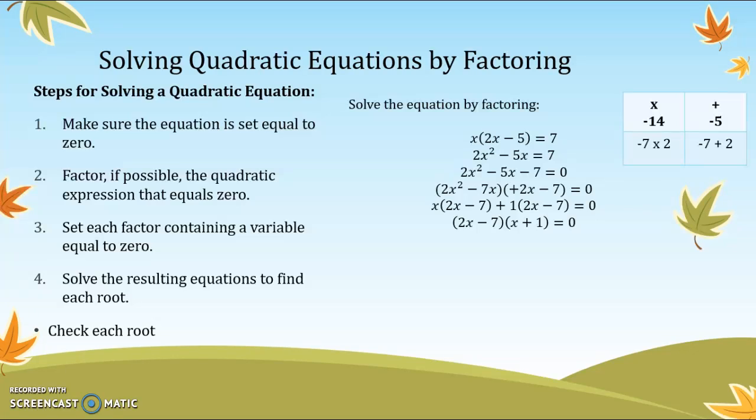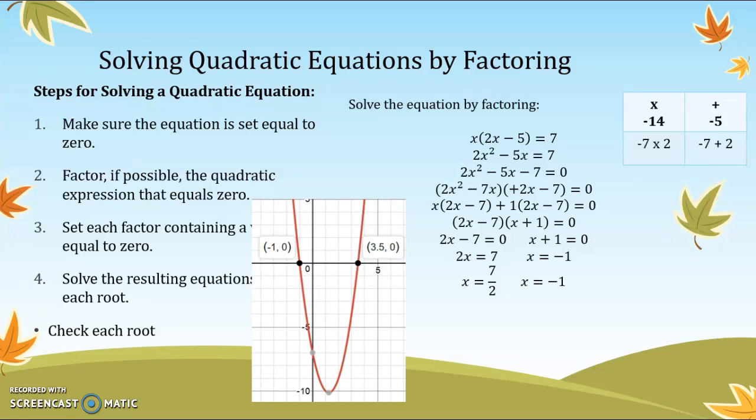Now that it's factored, we'll set each factored piece equal to 0. So 2x minus 7 equals 0 and x plus 1 equals 0. Solving, I'll add 7 to both sides, and on the right I need to subtract 1. However, I notice on the left that x still isn't by itself. It needs to be divided by 2. So our two solutions are 7 halves and -1.